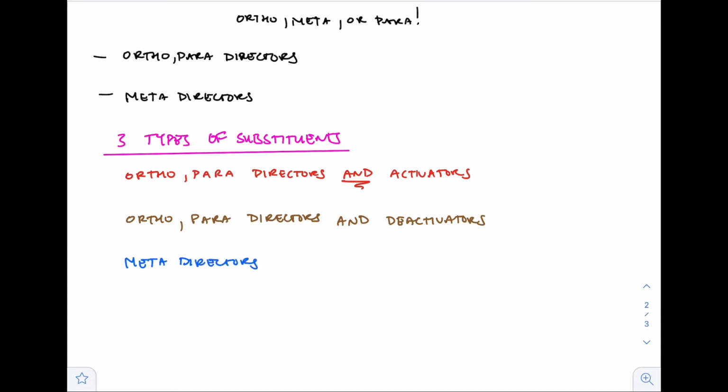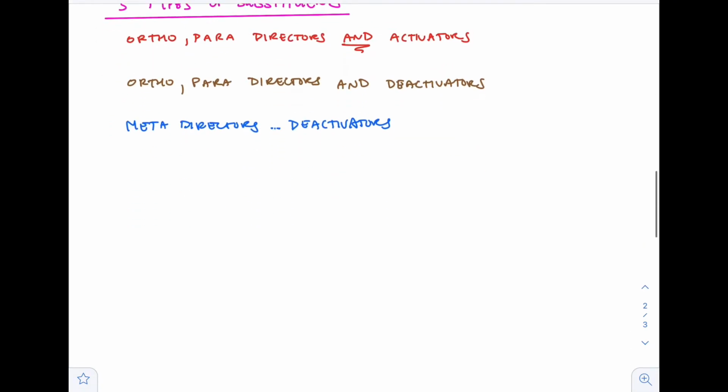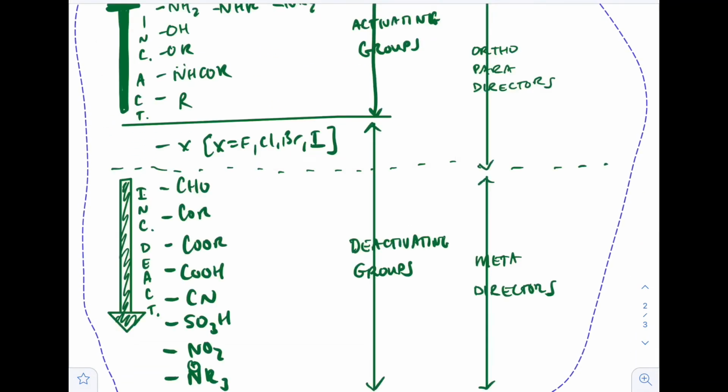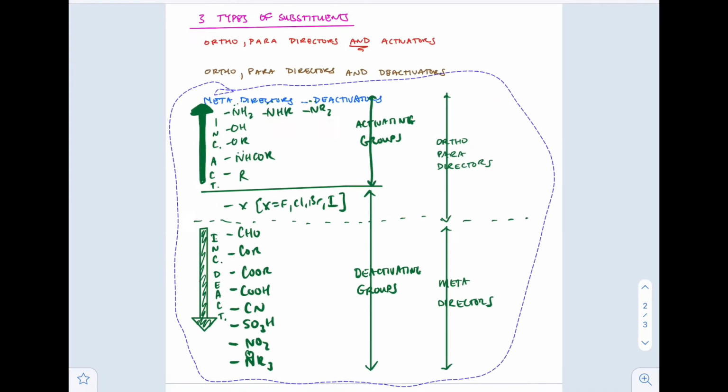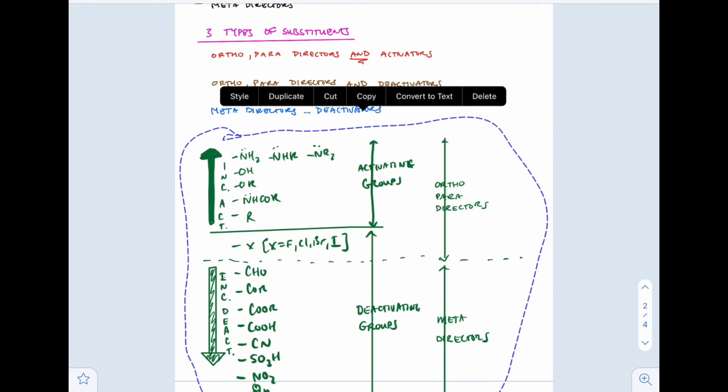the meta directors are electron withdrawing groups, right? And they more or less deactivate, right? They are deactivating, but we don't necessarily classify it as deactivated. It's kind of assumed, right? The poopy brown one is the weird one that we're classifying even further.